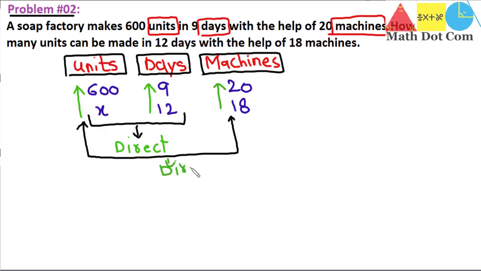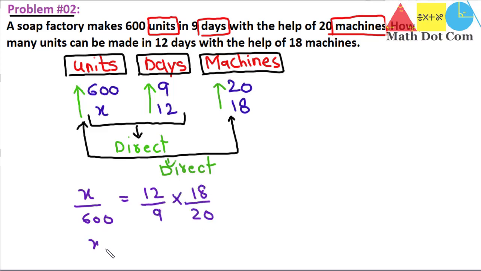So it's also direct. Now let's see how you can write them. In order to write them, again we have to start with the unknown and follow the tail of the arrow. So x divided by 600 is equal to 12 divided by 9 multiplied by 18 divided by 20. Now we will further simplify it. X is equal to 600 multiplied by 12 multiplied by 18 divided by 9 into 20.